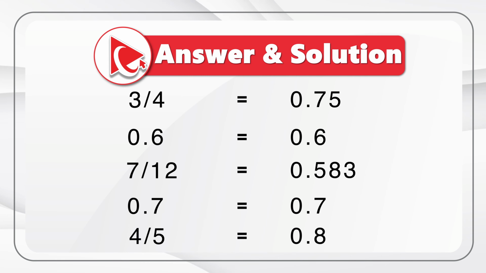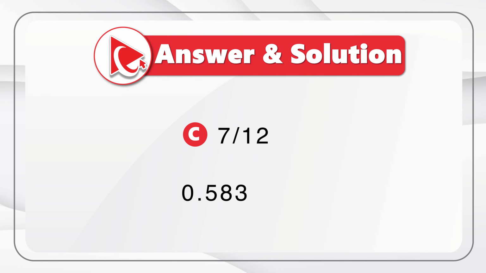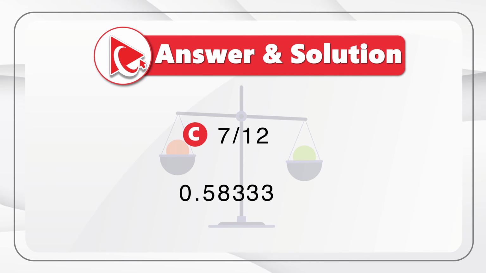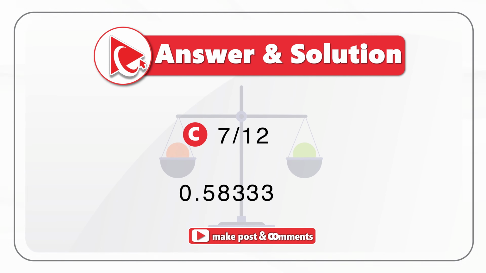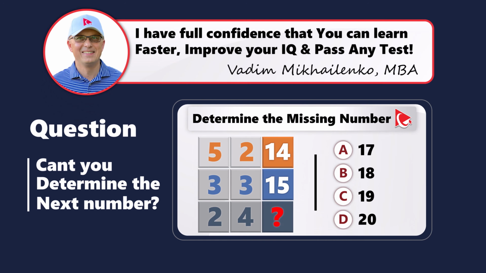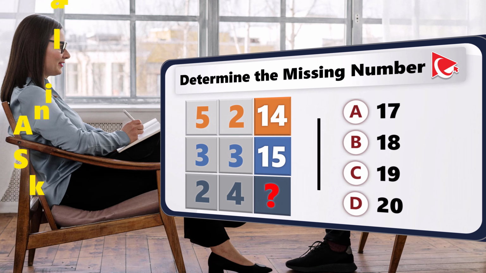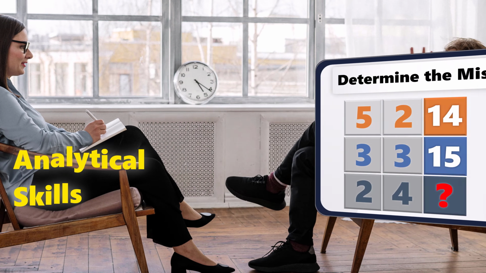Now you can easily see that the smallest value is choice C, 7/12, which is approximately 0.58333. Did you get to a similar solution? If not, please make sure to post your answer and solution in comments. I love this thought-provoking assessment test question. In addition to boosting your reasoning skills, solving it improves your analytical skills as well as attention to detail.